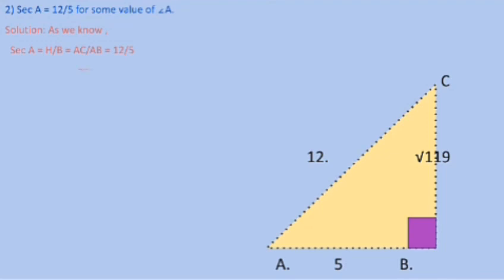So let us see. I am using the Pythagoras theorem in triangle ABC and substituting the values of hypotenuse, perpendicular and base. Hypotenuse square is AC square, perpendicular is BC square, and base is AB square. When we substitute the values, BC square is AC square minus AB square, that is 12 square minus 5 square, and we arrive at the conclusion that BC is going to be root 119.